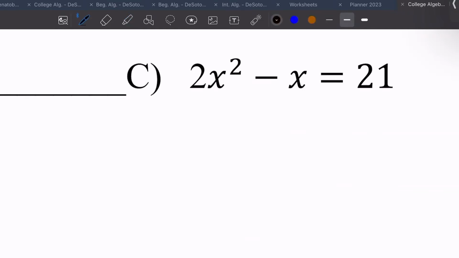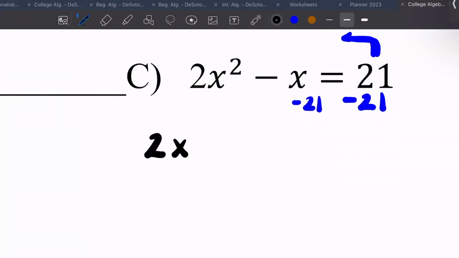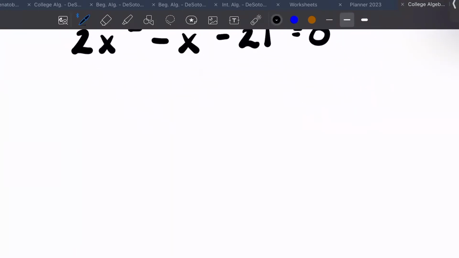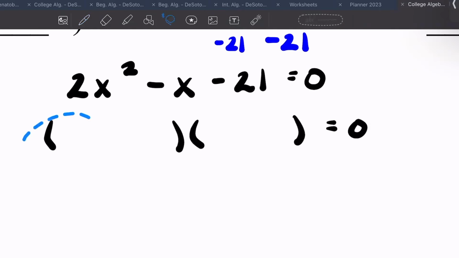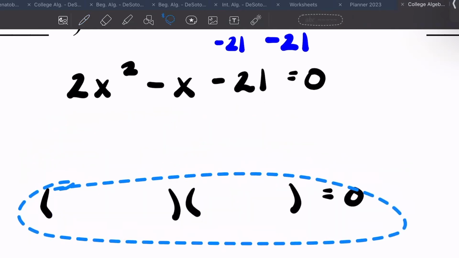First is standard form. So we will need to move our 21 over, right? So we'll subtract 21 from both sides and get 2x squared minus x minus 21 equals 0. Okay, so this is a hard trinomial because of our 2 that's attached to our x squared term. You can either do bottoms up or you can do trial and error.